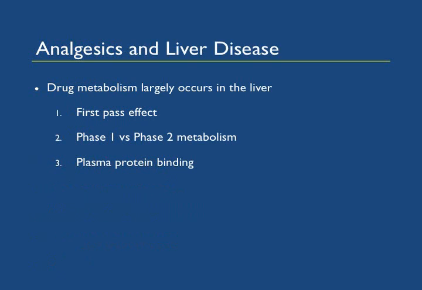Drug metabolism largely occurs in the liver. There are several considerations in metabolism of any drug, many of which are affected by liver disease. I will go into greater detail about how liver dysfunction affects each of these aspects of metabolism in the next few slides.